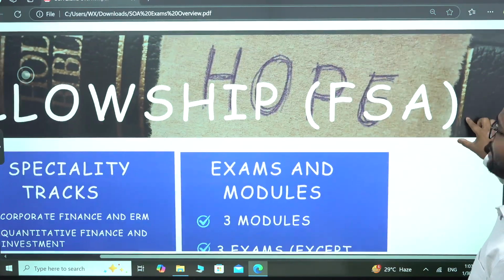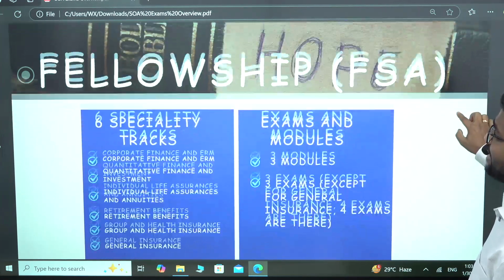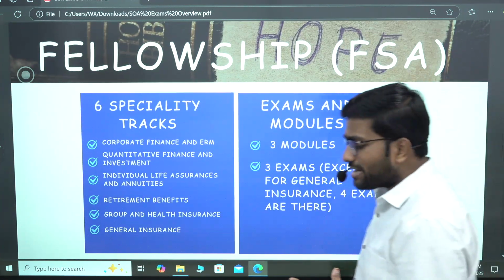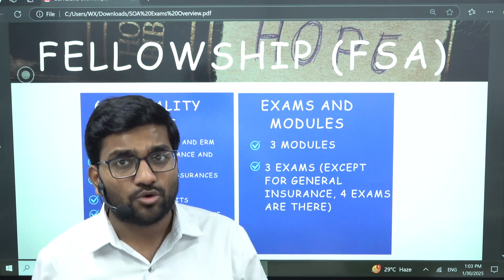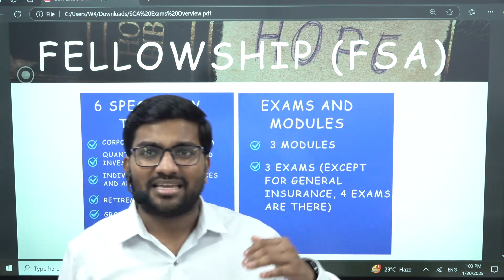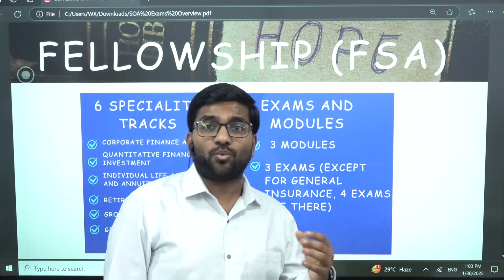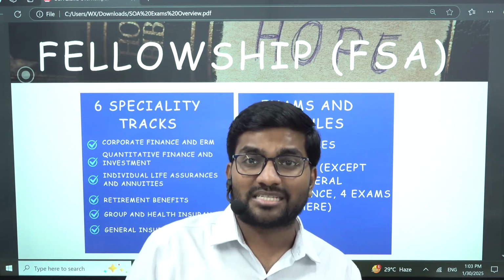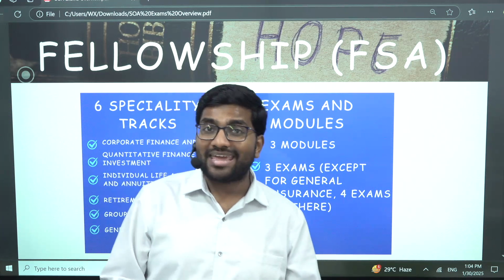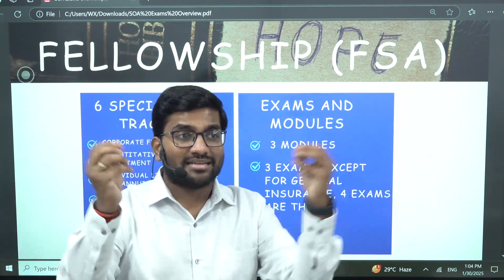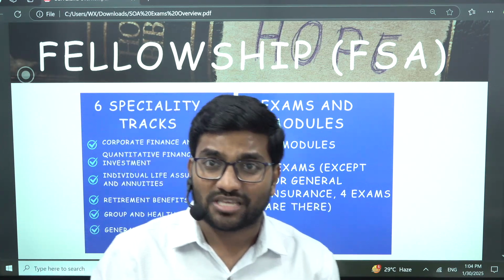If you want to become a fellow, in the fellowship you see there are lots of specialty tracks. The course content is almost in line with IEI, which is the Indian Institute, and IFOA, which is the UK based institute. SOA is the largest actuarial body across the globe, and it's the most widely recognized across the globe. The spread of recognition of the SOA is very nice. It's not concentrated in just some areas.